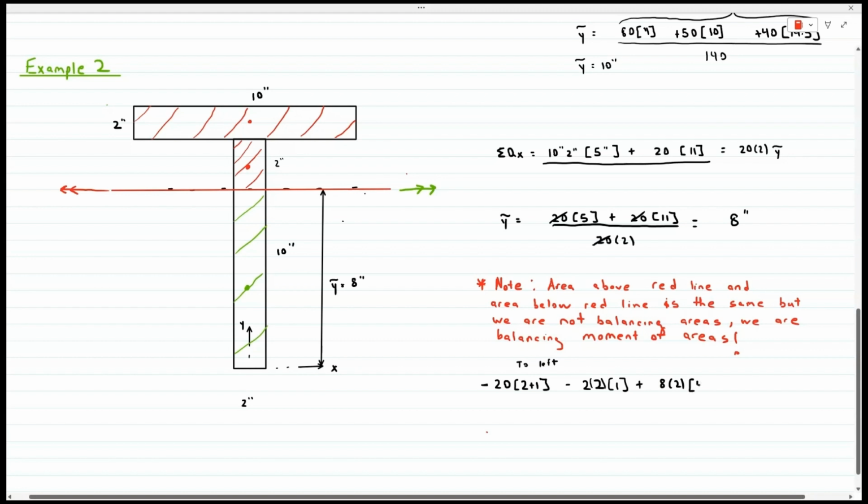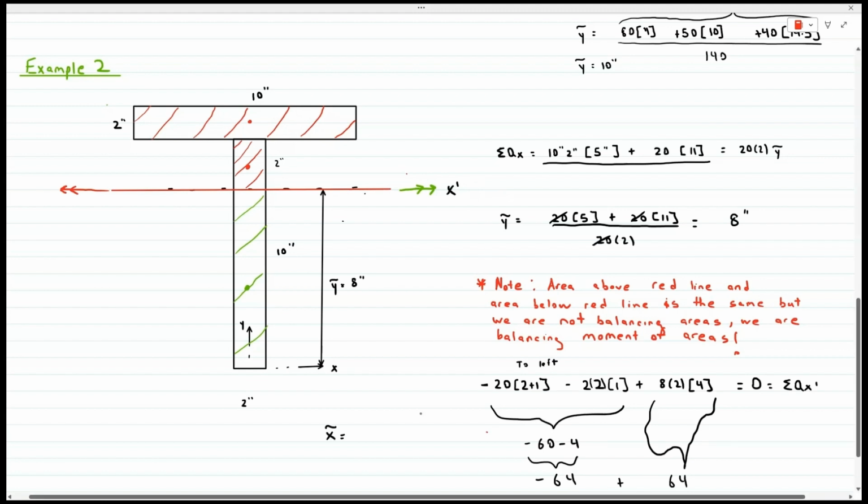The moment produced by the bottom area, which has a cross-sectional area of 16, is 4 inches from that red line. The left side terms have a sum of negative 64, while the right side term is positive 64. You can see that these are equal and opposite. We took the moment of areas about the x prime axis and we see that it's 0, which makes sense because we're at that centroid.